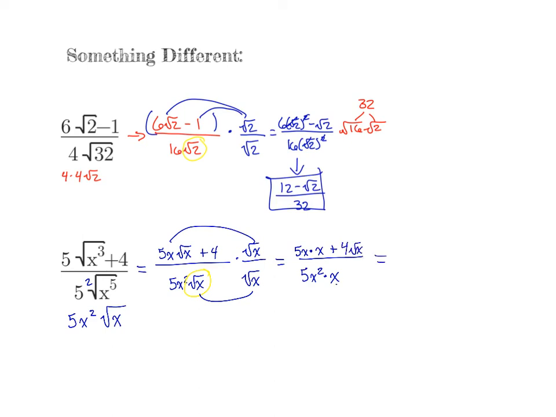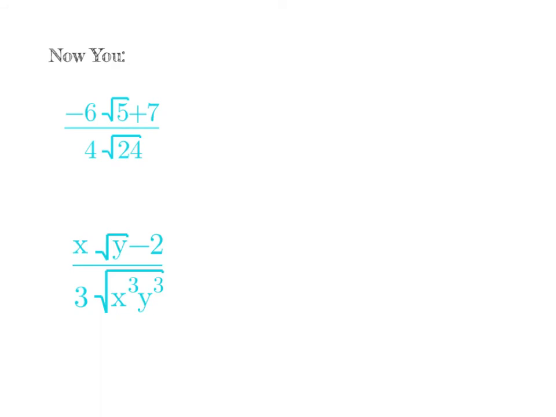So then this simplifies because we can use our product rule here. We have 5x squared plus 4 square roots of x over 5x cubed, and so that's our final answer there. Alright, so again, here are problems for you to work on and see if you can simplify. So pause your video now and check your answer later.